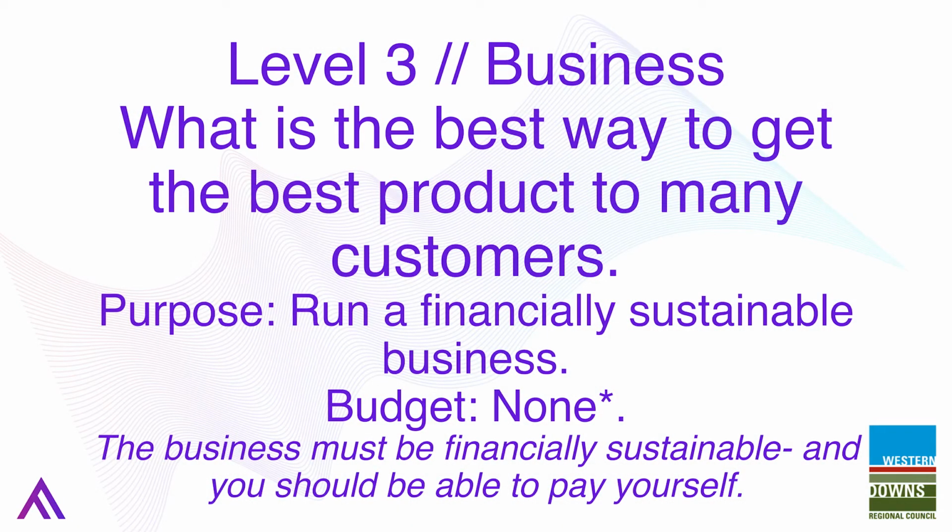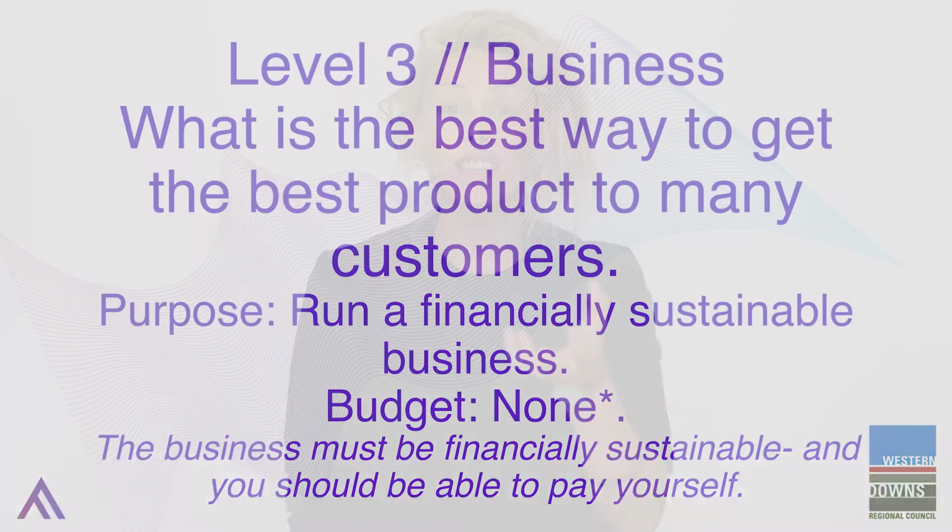And so level 3, where you're operating as a business, is, what is the best way to get the best product to many customers? And so this is where Tim needs to think about scale. So he might start to approach some local retailers and ask them to actually stock his product. He might put some more designs on his website and buy them in bulk in advance so that they can be shipped straight out when people purchase them.